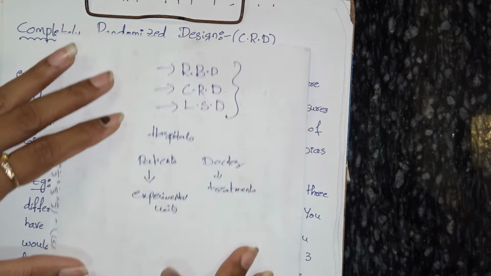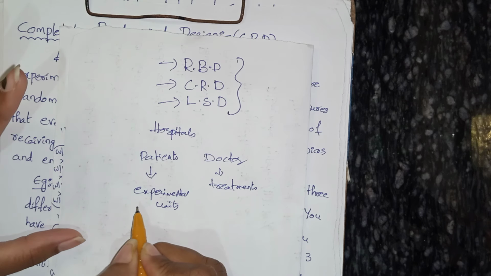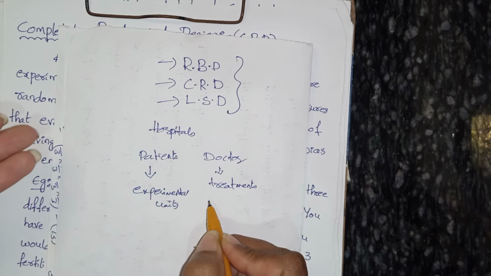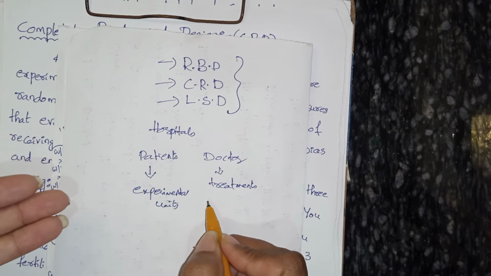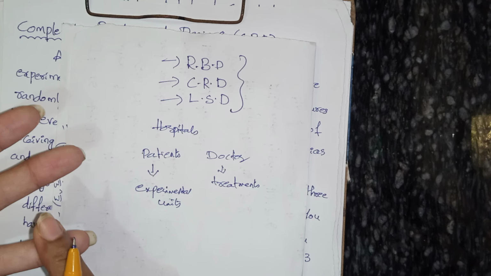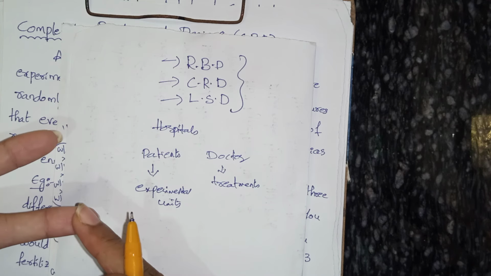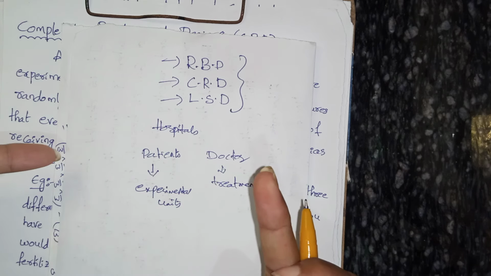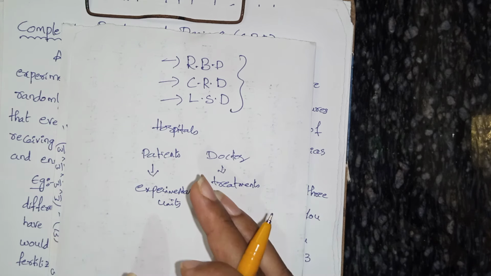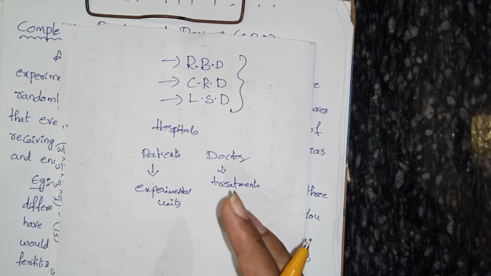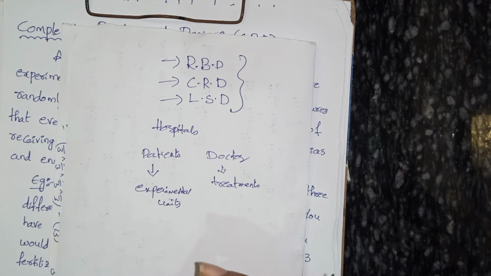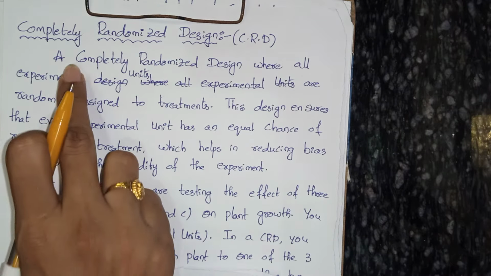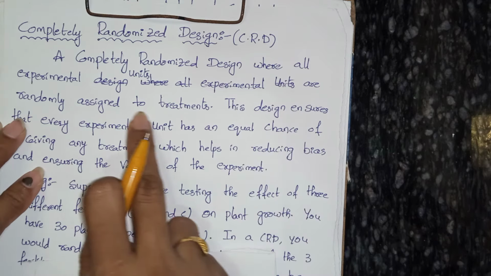For example, three patients came with fever, and the doctor is willing to give treatments to those patients. For one patient he may give syrup, for another patient he may give medicine, and for the third he may give an injection. That means, without knowing anything about the persons, he randomly picks and gives the treatments. That is called completely randomized design, randomly assigned to treatments.